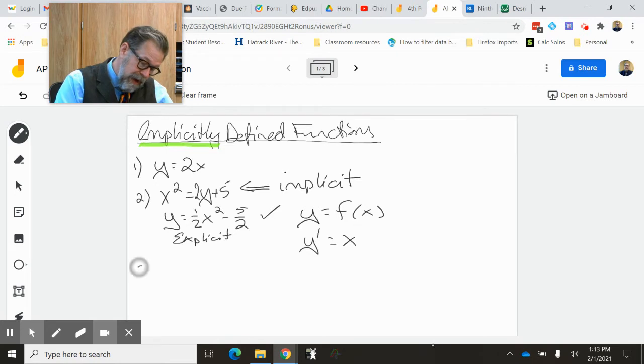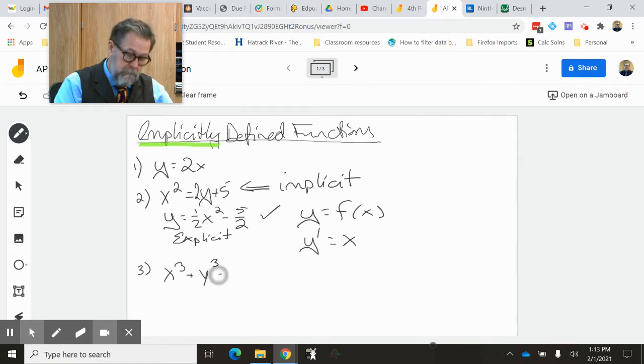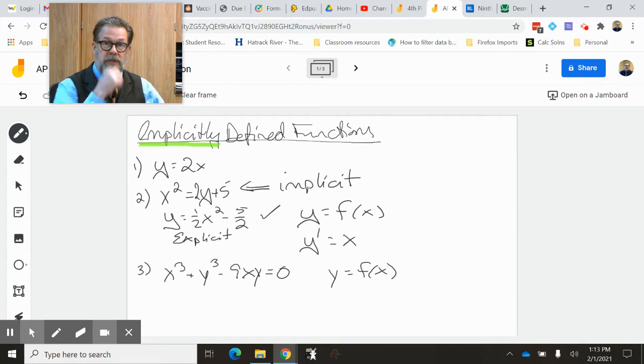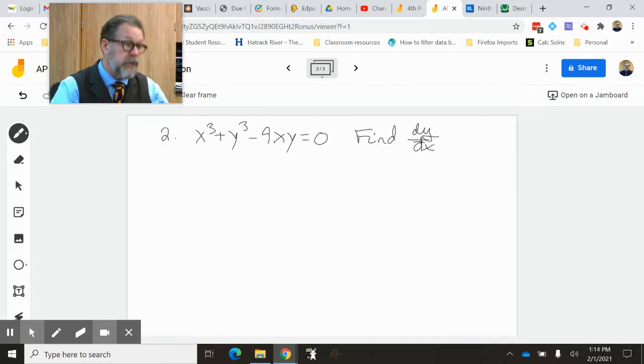So what about this? x cubed plus y cubed minus 9xy equals 0. Well, y is a function of x. The problem is I don't know what function of x, and I don't have any way to find it. I have no way to solve a cubic that has x's as its various bits. So I'm sort of stuck there. So this is where implicit differentiation using the chain rule is going to come in. And we're going to start with a really simple example.